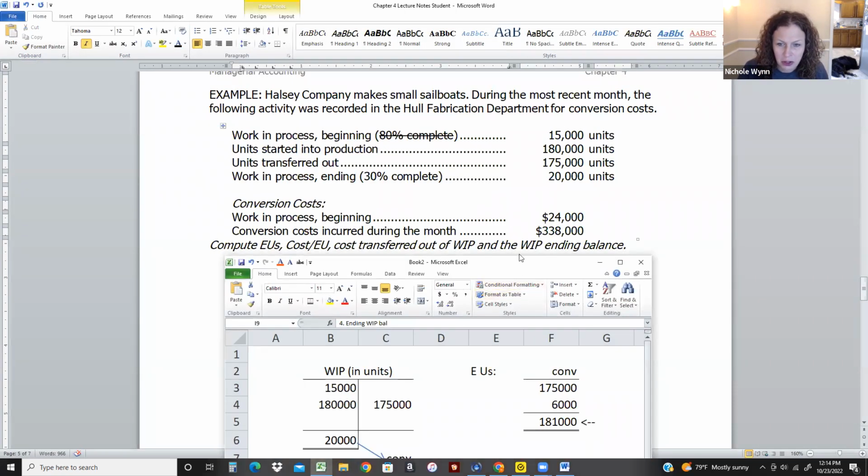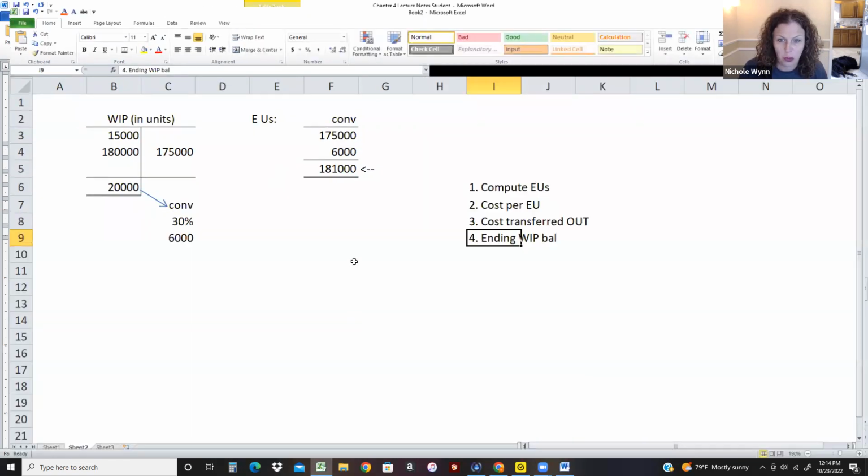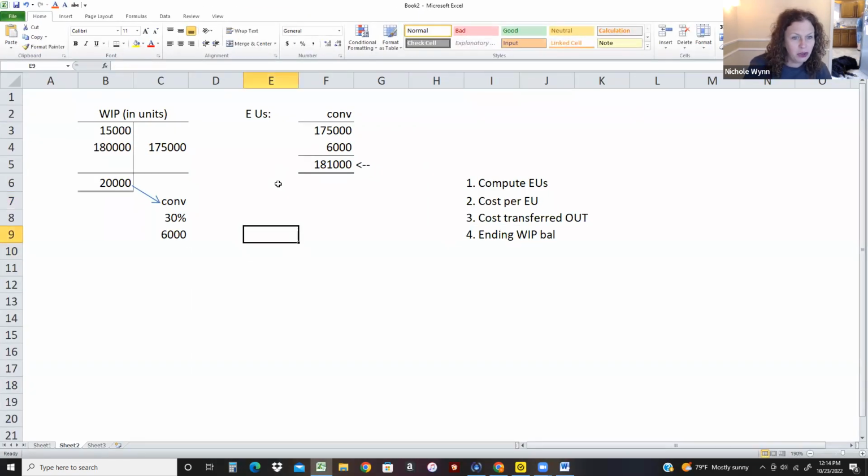So those are EUs, cost per EU, cost transferred out, and WIP ending balance. Those are the four things that we're going to compute. The next thing we're going to do is come up with our costs. Again, all we have is conversion, but we will have two columns eventually.